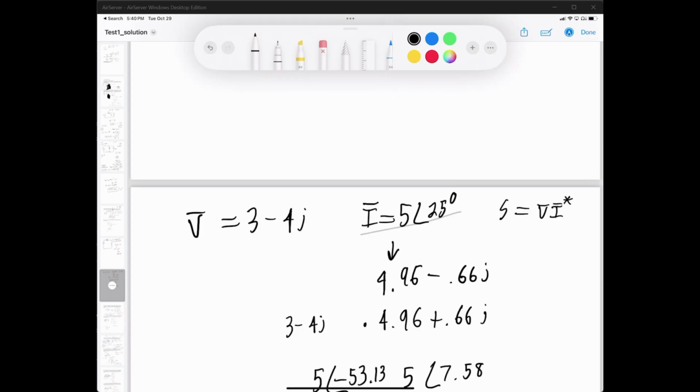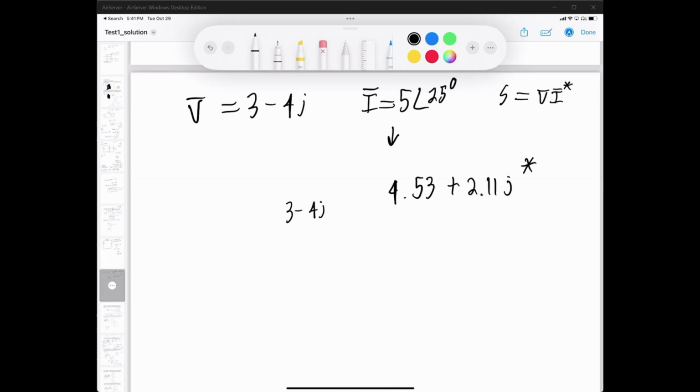My bad. My calculator was in radians, so all my things are off. Let me redo that. That's supposed to be our initial value. And we need to grab the conjugate of that. We'll make it 0.53 minus 2.11j. Okay. And if we put that in our calculator, 3 minus 4j, and then we have 4.53.